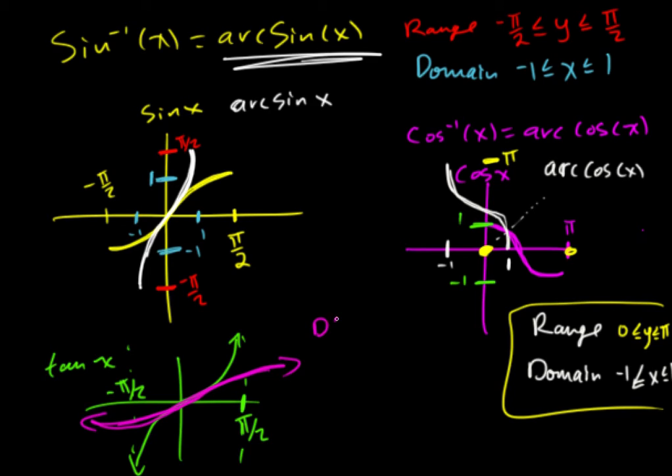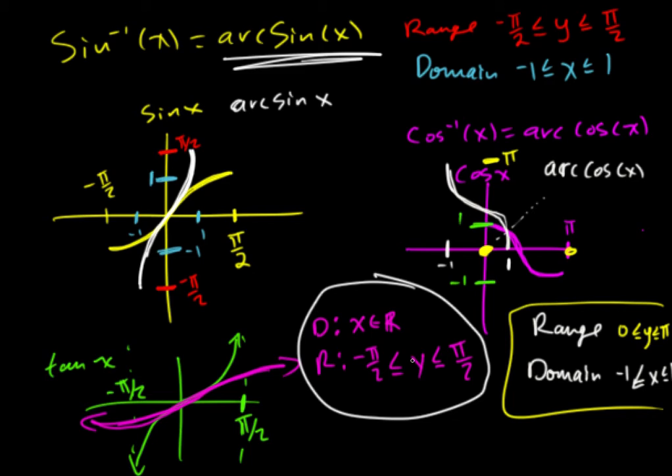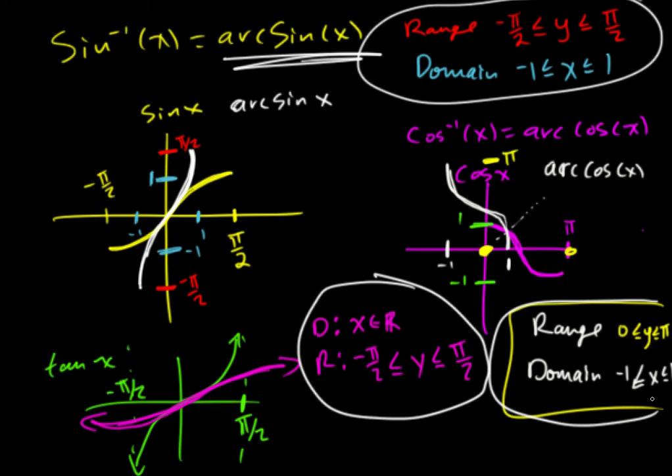And so what that leaves us with, we have a domain that's all real numbers, and then we have a range that's negative pi halves and pi halves. Okay, that was a lot of information to give you all at once, but the key is just to remember these domains and ranges. Okay? Alright, now let's try a problem.